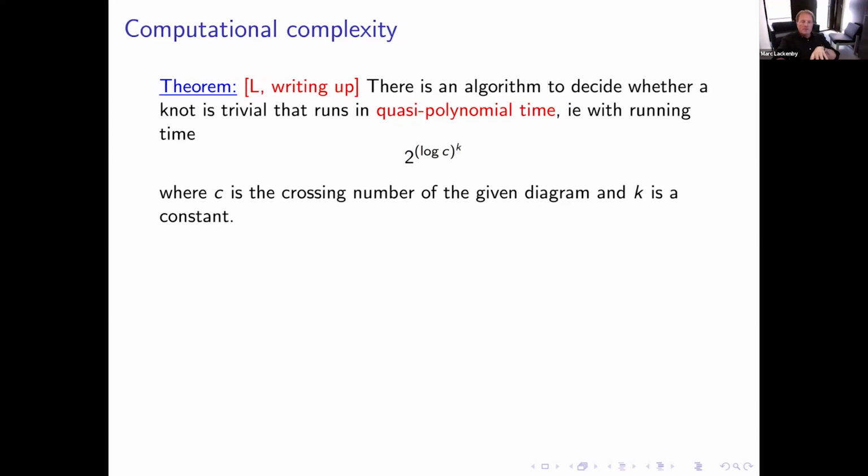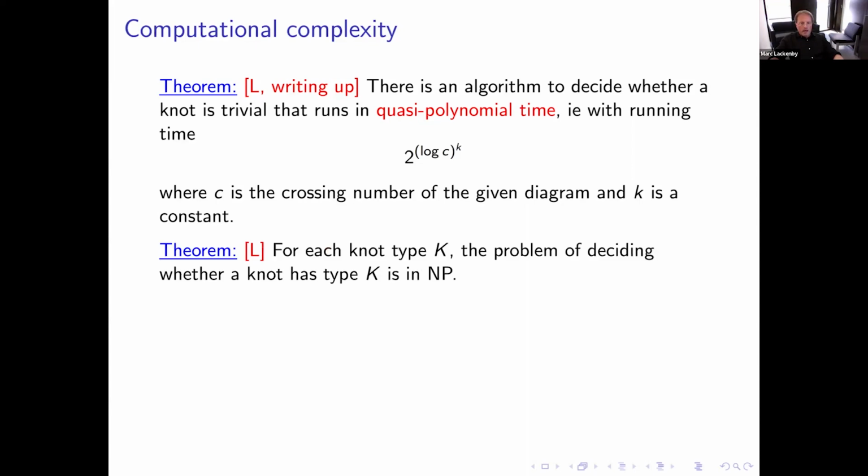If k was 1, you'd have 2 to the log c, and so you'd end up with a polynomial function of c, because there'd be constants out the front as well. But once k is bigger than 1, then you have what's called quasi-polynomial time. Again, I don't have time to discuss that here, but it uses hierarchies as well.